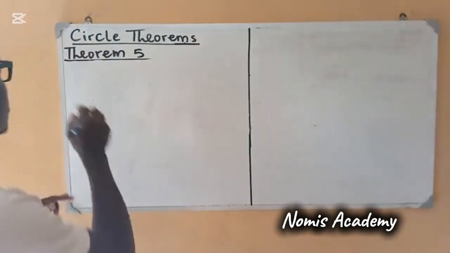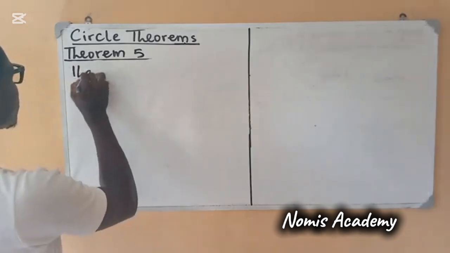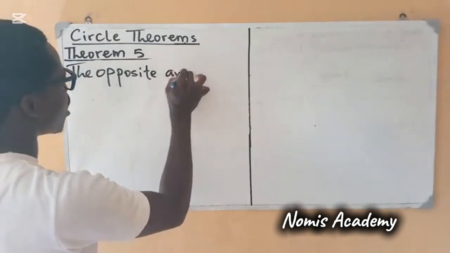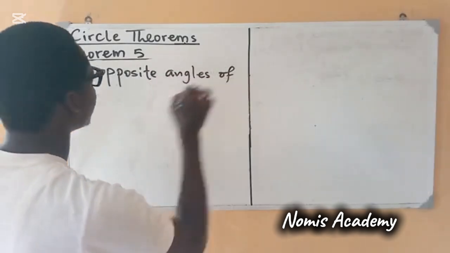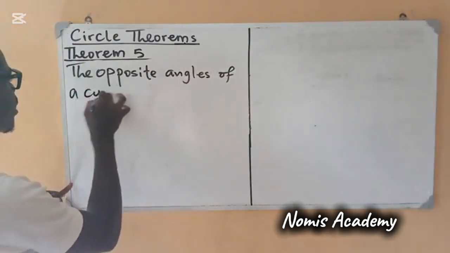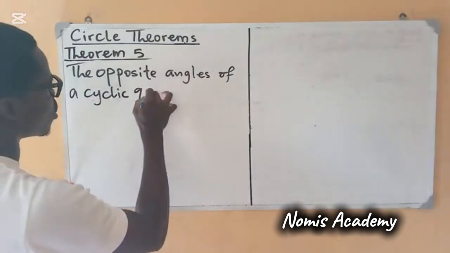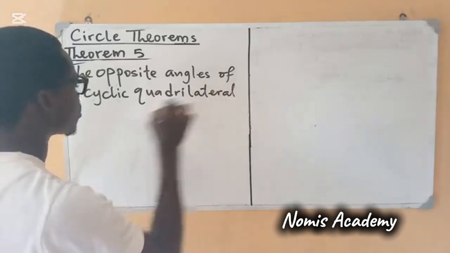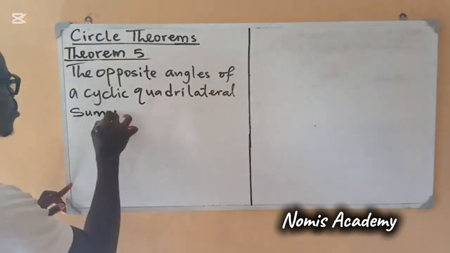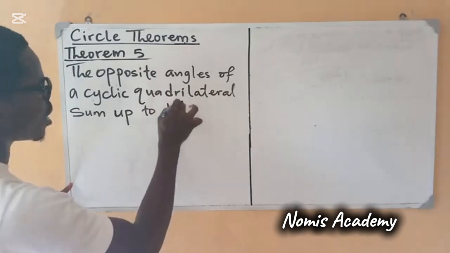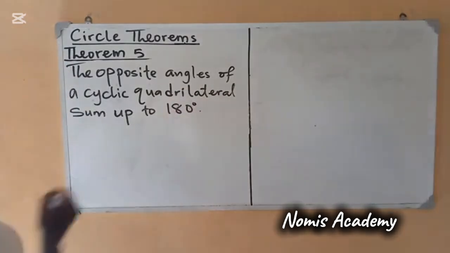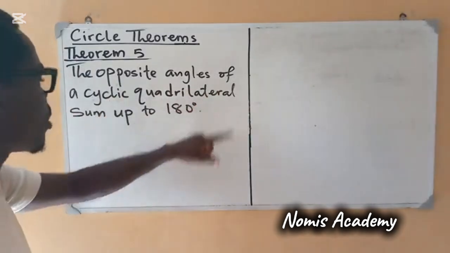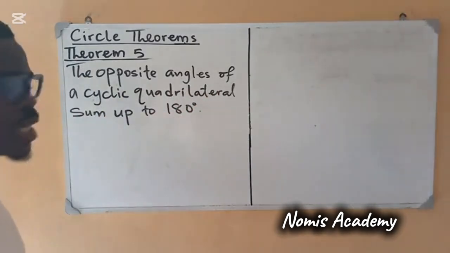So let's start. The theorem states that the opposite angles of a cyclic quadrilateral sum up to 180 degrees. Okay, the theorem says that the opposite angles of a cyclic quadrilateral sum up to 180 degrees.